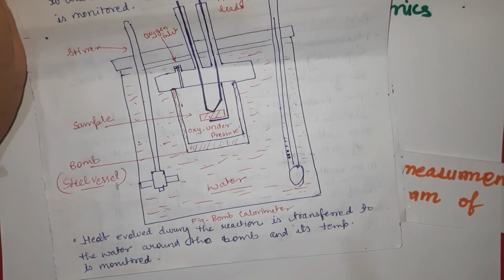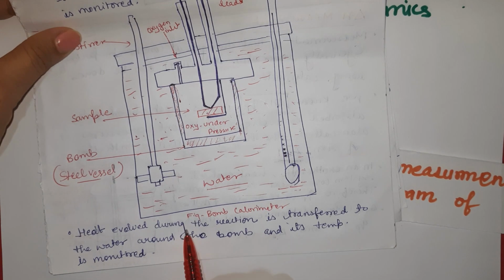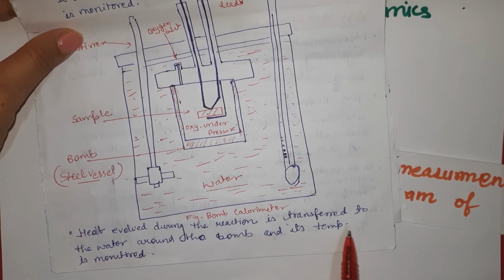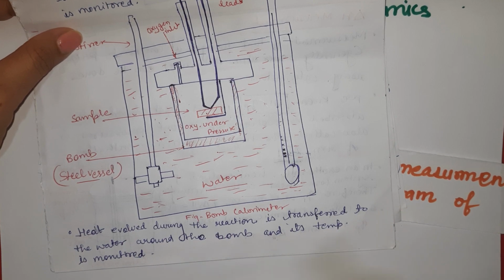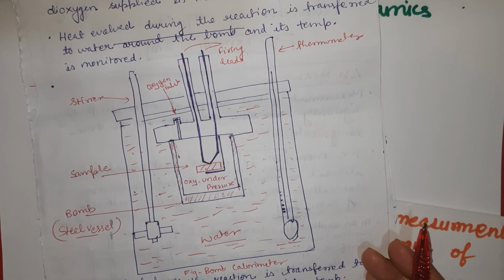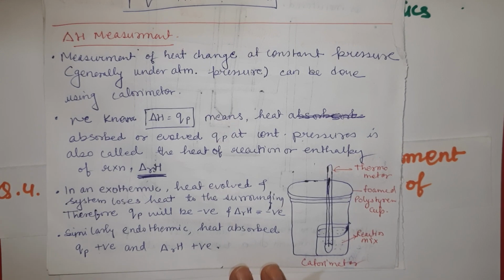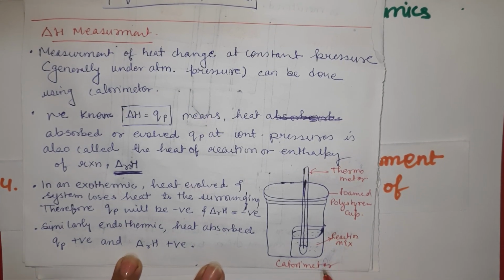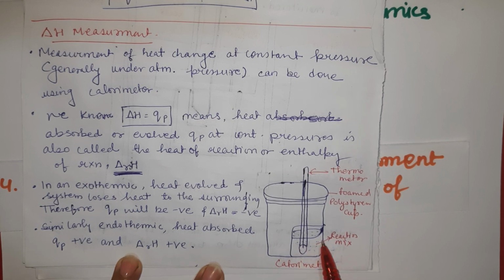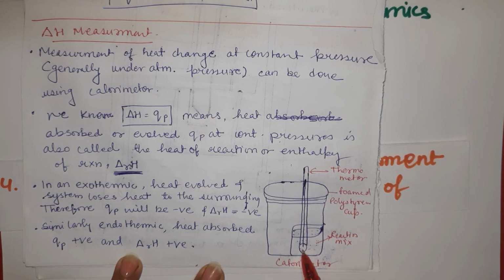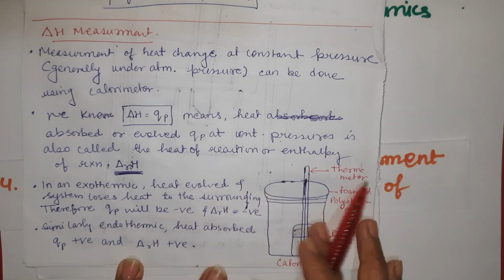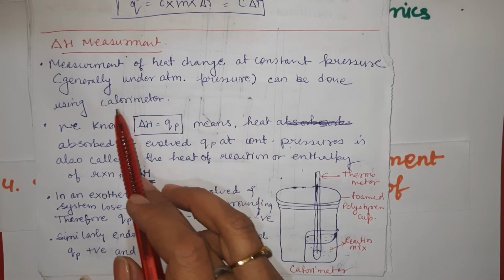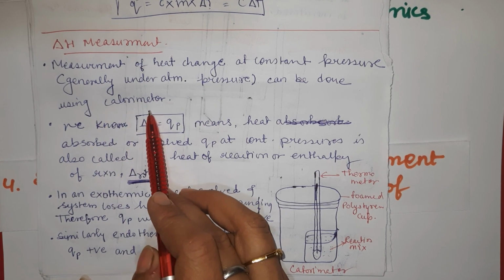This is how the heat evolved during the reaction is transferred to the water around the bomb and its temperature is monitored. This is how we can calculate delta U. And for delta H, it is the same; this is known as calorimetry. In the calorimeter, the reaction mixture is present in this container, a thermometer is attached, and the measurement of heat change at constant pressure can be done by using the calorimeter.